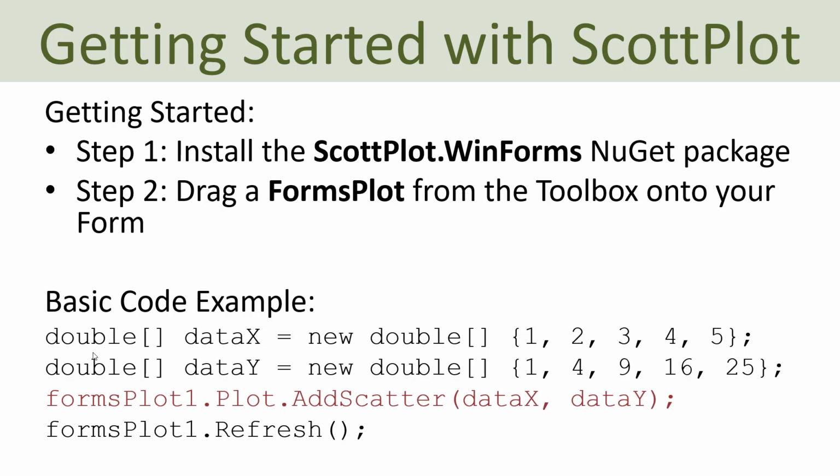So in order to create a simple plot, you basically just need a few lines of code. So assume you have two arrays, one with X data, in this case just 1, 2, 3, 4, 5, and then you have the Y data. Also this is an array of doubles, and then you could have 1, 4, 9, 16, 25 or whatever, and then you just use formsPlot1, which is the default name. Of course you can change it in the Properties window. Then .Plot and the method called Add.Scatter, which is the default or basic plot in the ScottPlot library. And then the input arguments are just the two arrays, data X and data Y. And then you just show the data in your application by using the Refresh method.